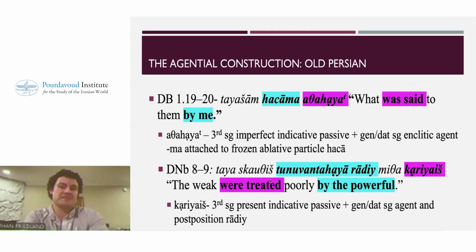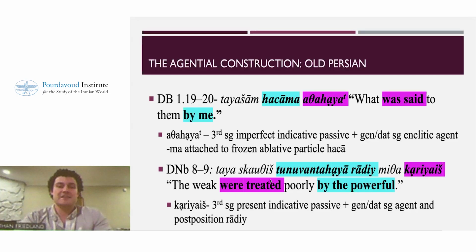Old Persian also makes use of particles, as we will see in Aramaic, to convey agential constructions with finite verbs. From Darius again, we see a third singular imperfect indicative passive, that is a finite verb, and an agent which is attached to a particle, hacha. So, what was said to them by me. And we see a similar construction with the postposition radi, making again use of a finite verbal form and a genitive dative agent. And so the weak were treated poorly by the powerful.